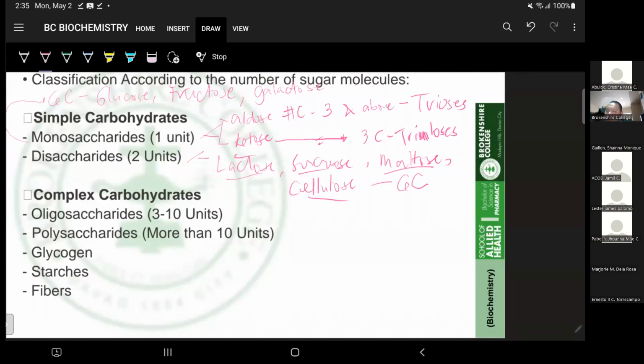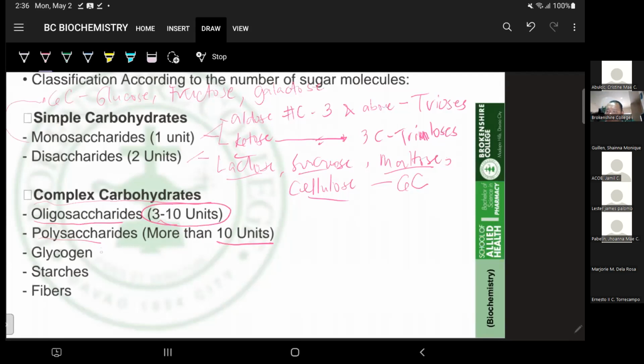Okay. Continue. Meron naman tayong mga complex carbohydrates. So, pag sinabing complex, it contains 3 to 10 or more than 10 units of your monosaccharides. So we have, for example, your oligosaccharides, which contain 3 to 10. So may limit siya, pag 3 to 10 units of sugar, then it is under oligosaccharides. If it is more than 10 units, then it is under polysaccharides. Then we have also complex carbohydrates, which are significant in the body.